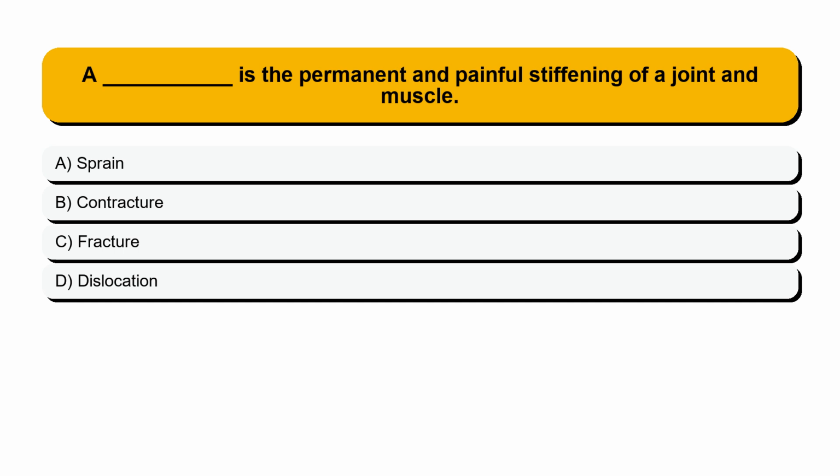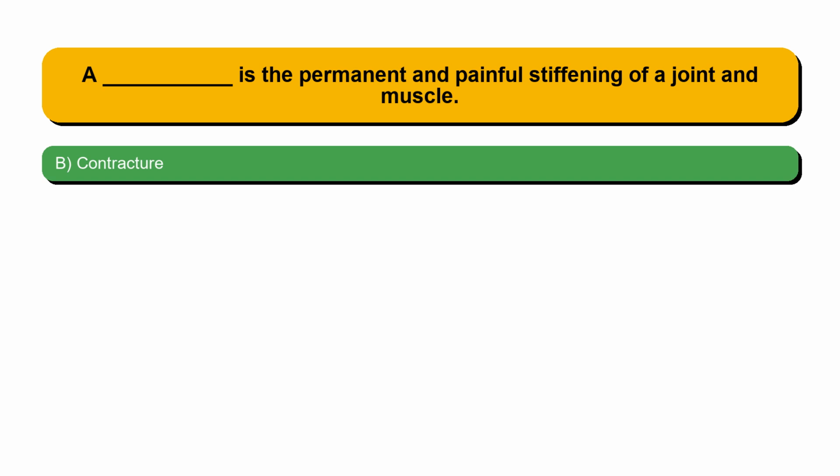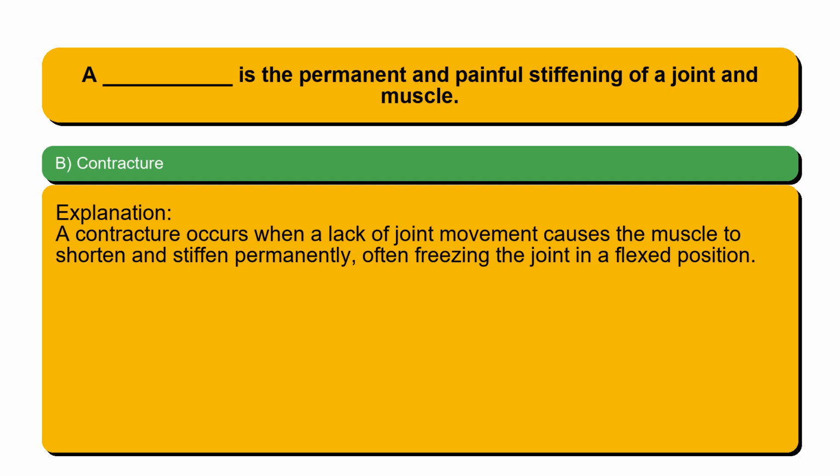Question 15. A blank is the permanent and painful stiffening of a joint and muscle. Option A, a sprain. Option B, a contracture. Option C, fracture. Option D, dislocation. The correct answer is option B, contracture. A contracture occurs when a lack of joint movement causes the muscle to shorten and stiffen permanently, often freezing the joint in a flexed position.